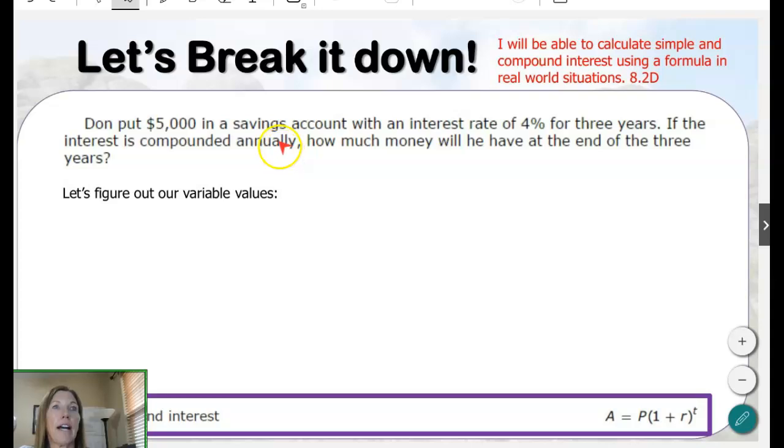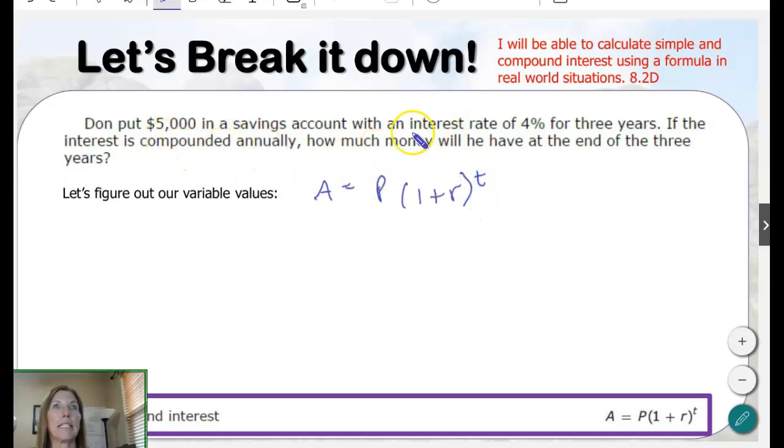So Don put $5,000 in a savings account with an interest rate of 4% for 3 years. If the interest is compounded annually, how much money will he have at the end of 3 years? All right, let's figure out the variables. So we have our formula. Let me go ahead and write that up here. Trying to change my color. There we go. So our formula is A equals P times 1 plus R to the power of T.